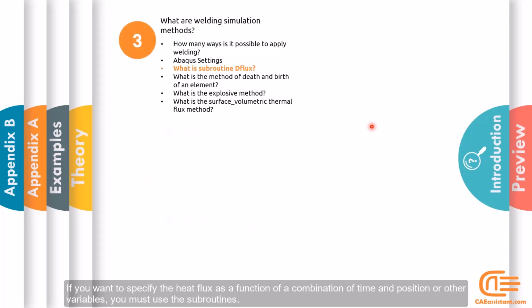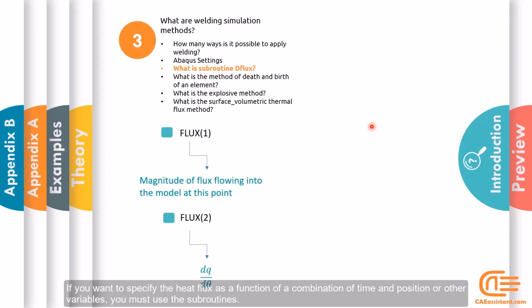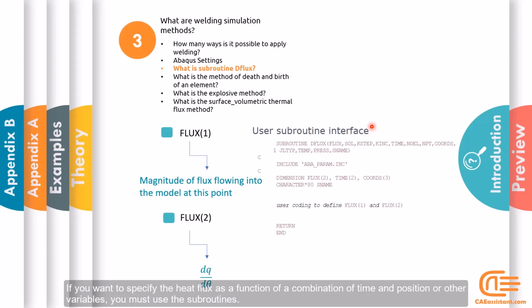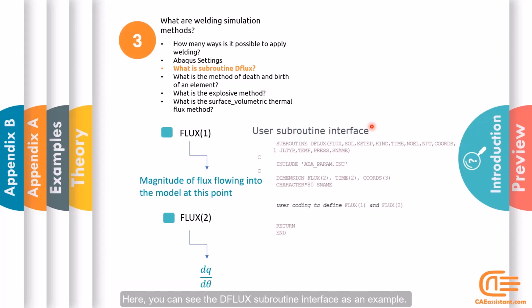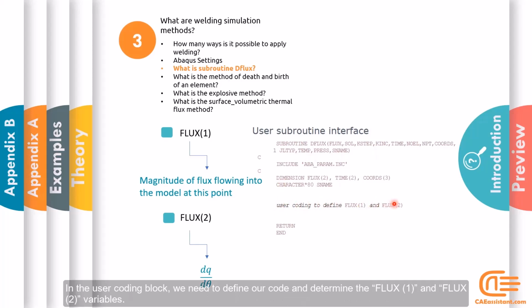If you want to specify the heat flux as a function of a combination of time and position or other variables, you must use the subroutines. Here you can see the dflux subroutine interface as an example. In the user coding block, we need to define our code and determine the flux 1 and flux 2 variables.